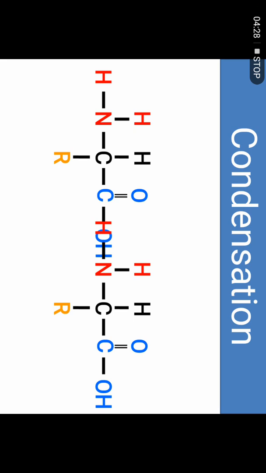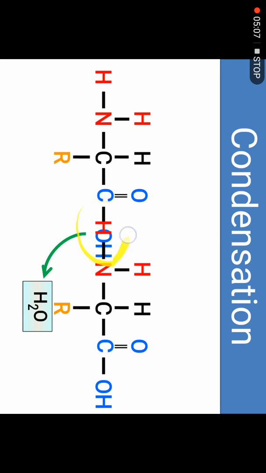If you have one amino acid here combine or link with another amino acid here, they must make a bond, the peptide bond. So how do they make the peptide bond if all the elements already have their own bonds? So they must remove something. See, here something is being removed.